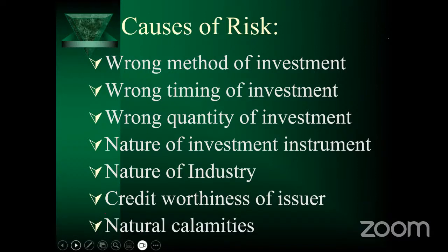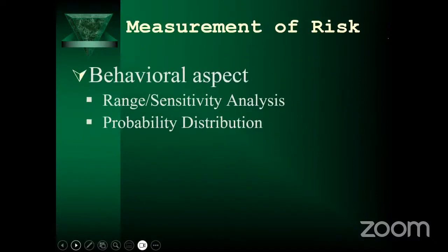So these are the various causes of risk. Again, natural calamities are there. Very recently we have already witnessed COVID. Because of COVID, it affects many industries, and many businesses closed down during that period. So because of that also risk is there. So these are the various causes of risk.